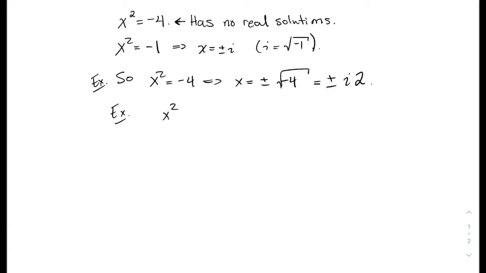x squared equals, let's say, -27. So x is equal to plus or minus the square root of -27, which is equal to plus or minus the square root of -1 times 9 times 3, which is plus or minus i times 3 times the square root of 3.